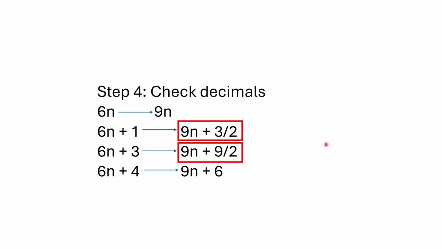Now let's continue. Let's see the step 4. We check for the decimals, right? We get 6n, and after step 3 we get 9n. We don't have any decimals. Here we have decimals, so I boxed it out. Here again we have decimals, I boxed it out. Here we don't have any decimals.